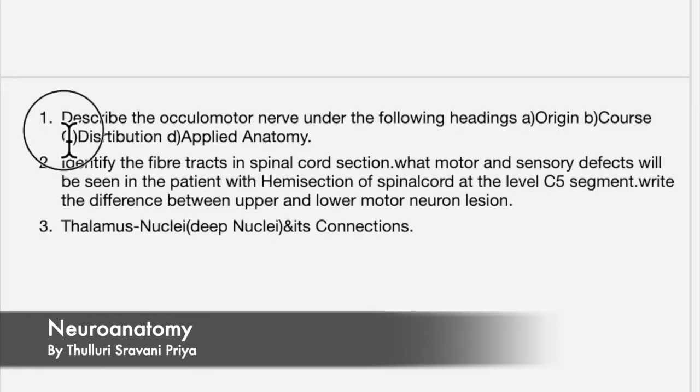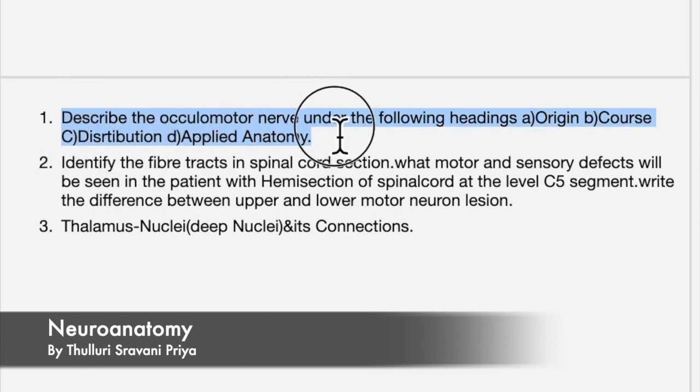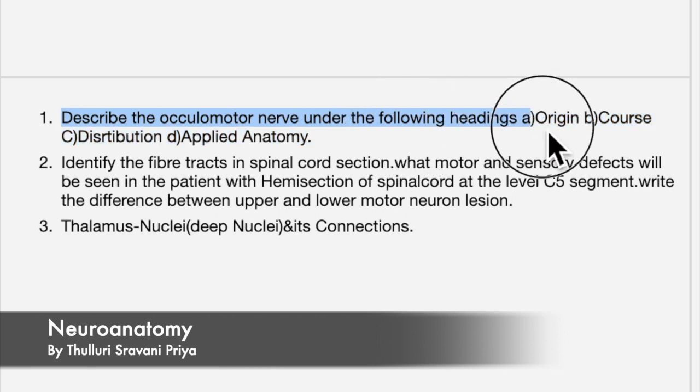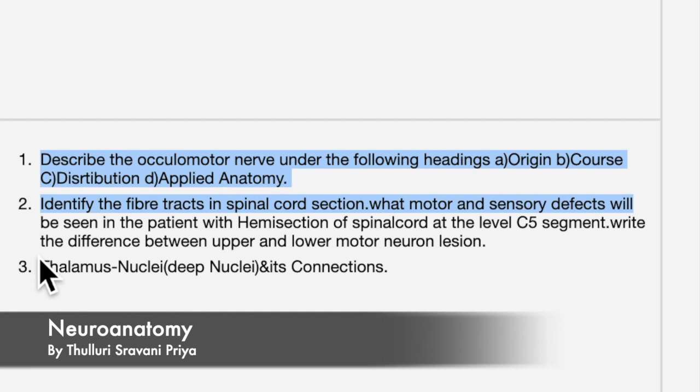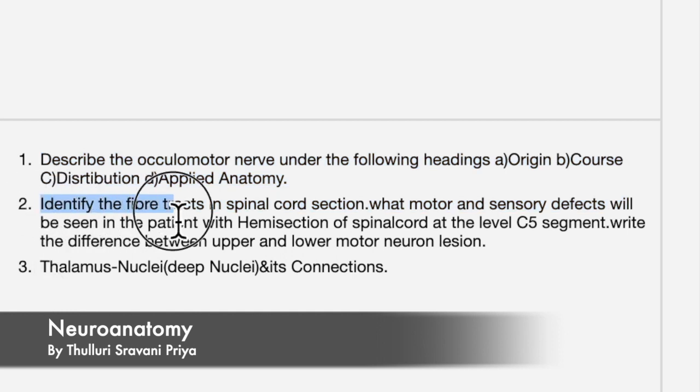Next we'll see the questions for the day 3. First we'll see the essay questions. Describe the oculomotor nerve under the following headings: origin, course, distribution and clinical anatomy. The second question is identify the fiber tracts in the spinal cord section.